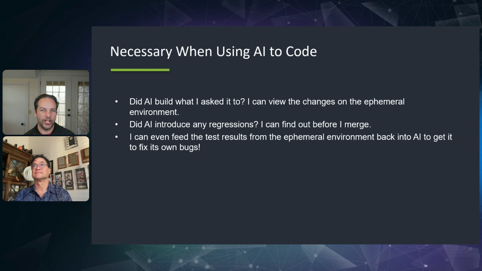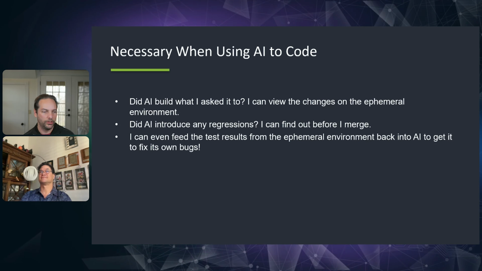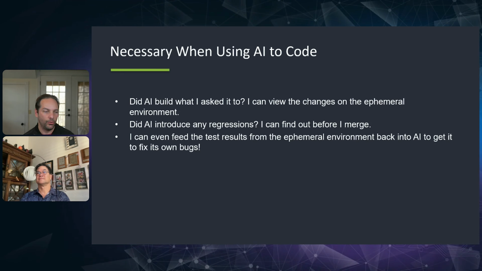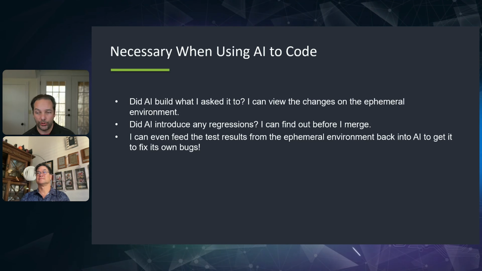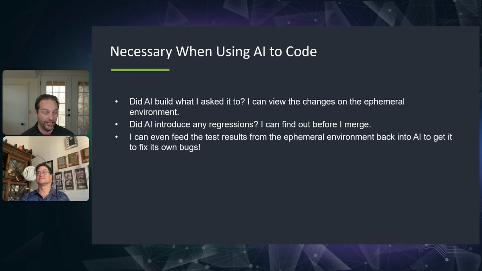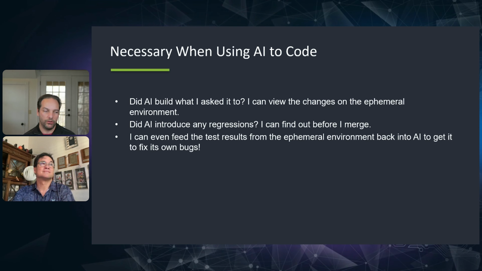And I'd also like to throw in that it's absolutely necessary when using AI to help with code that you're also doing ephemeral environments. The reason is because we need to know: did AI actually build what we asked it to? Did AI introduce any new regression errors? Not only is the code clean, but does it functionally do what it's supposed to, look the way it's supposed to, before we go off sharing that code with the rest of the team?